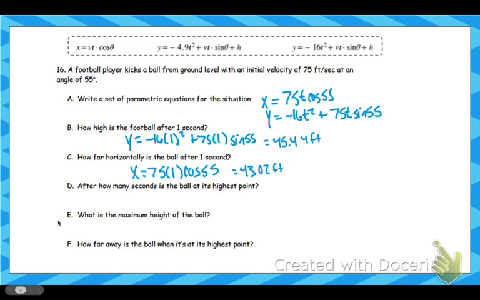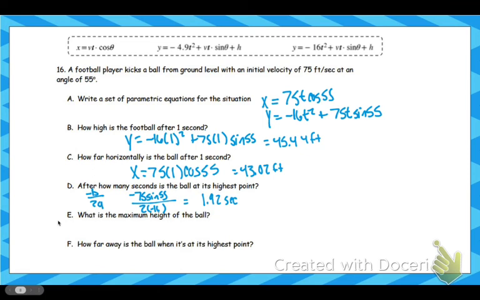After how many seconds is the ball at its highest point? This is where we're trying to find the vertex of the y equals. So negative b over 2a. This would be negative 75 sine 55 over 2 times negative 16. So I've got negative 75 sine 55 divided by negative 2 times 16, which gives me 1.92 seconds. So that's how we can find it algebraically.